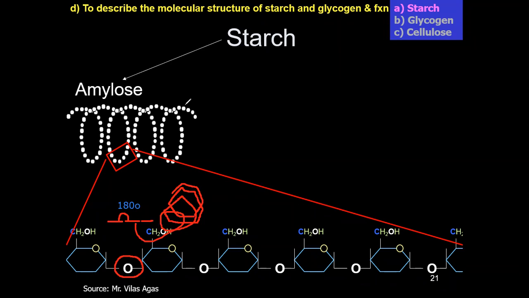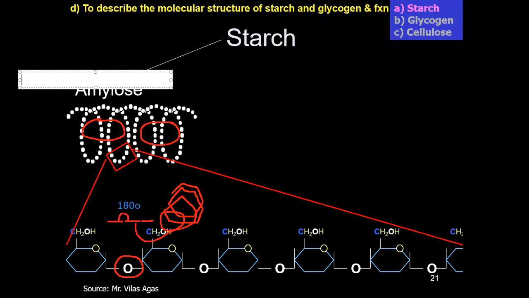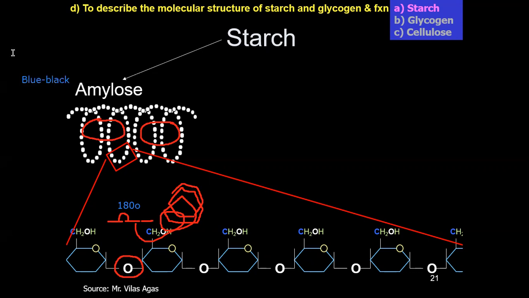And when you do an iodine test to the starch, you add the iodine solution. So the iodine actually sits in the space within the coil of the amylose to form a complex with the amylose. So that complex gives us the blue-black color, right? Blue-black color. Okay, when you add iodine solution to it.